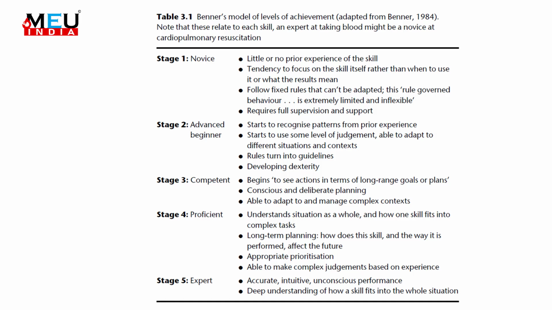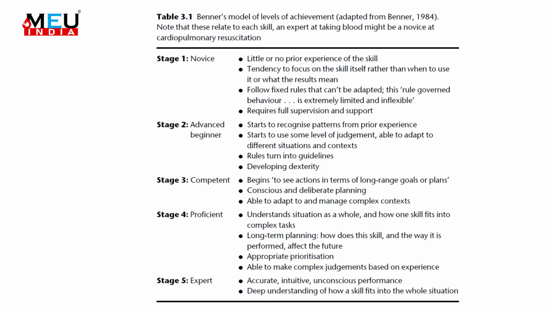Table 3.1 Benner's model of levels of achievement. Note that these relate to each skill. An expert at taking blood might be a novice at cardiopulmonary resuscitation. Stage 1, Novice. Little or no prior experience of the skill. Tendency to focus on the skill itself rather than the patient, and to pick out what the results mean. Follow fixed rules that can't be adapted. This rule-governed behavior is extremely limited and inflexible. Requires full supervision and support.